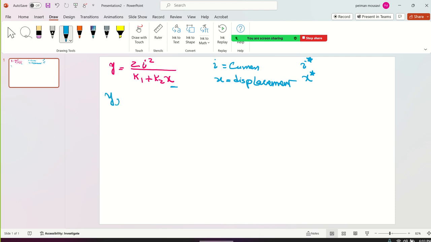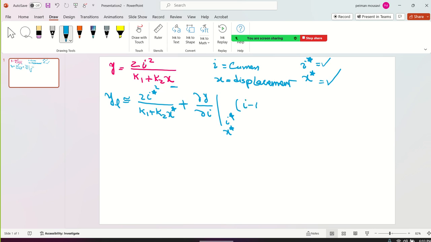So the linearized form is going to be 2 i star squared, you are replacing from here, divided by k1 plus k2 x star. These are numbers. You already found them, based on the formula I taught you. Plus round y over round i at i star, at x star. Now you're going to have i minus i star.